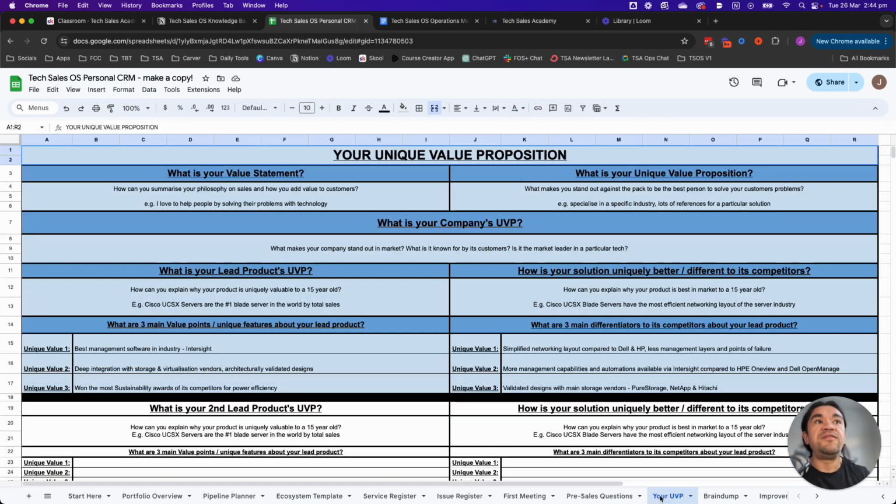right? Your UVP, why are you in market? Why are you uniquely valuable to serve your customers? Do you understand that? Because if you don't, that's where you lose that critical piece of conviction where you show that you know what you're talking about and can speak confidently to customers.